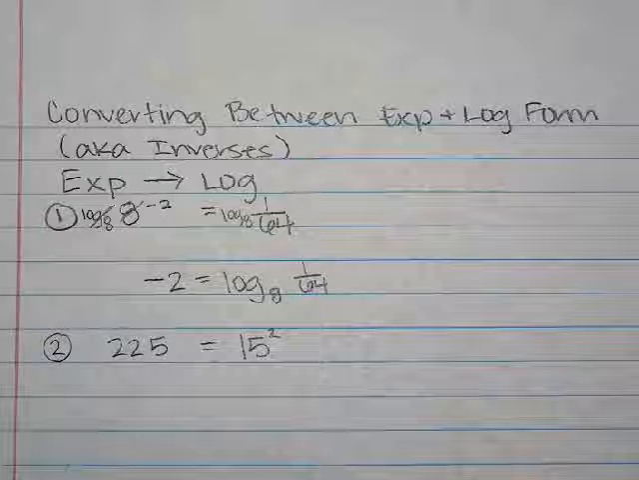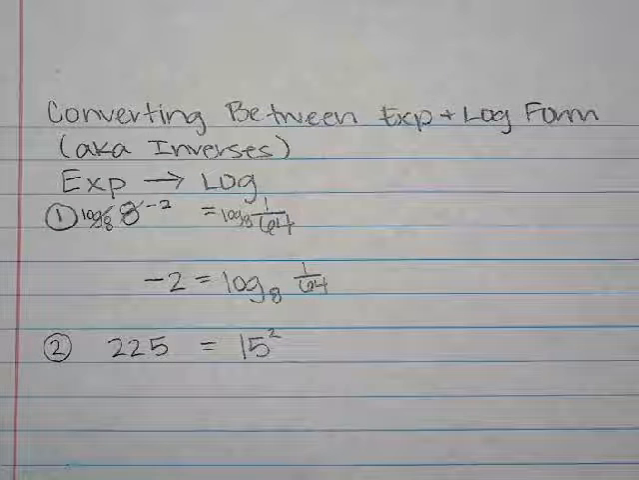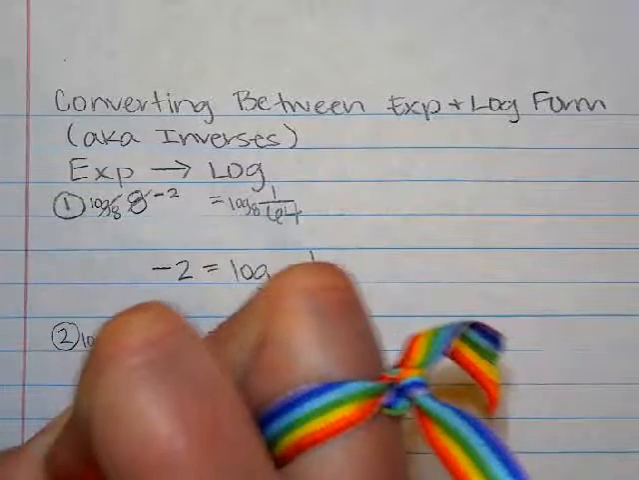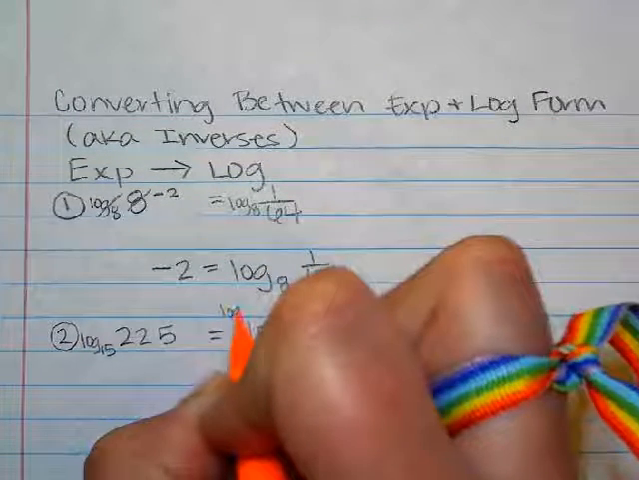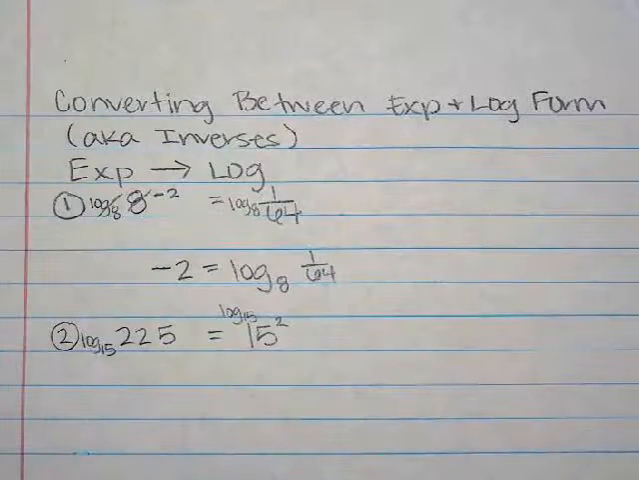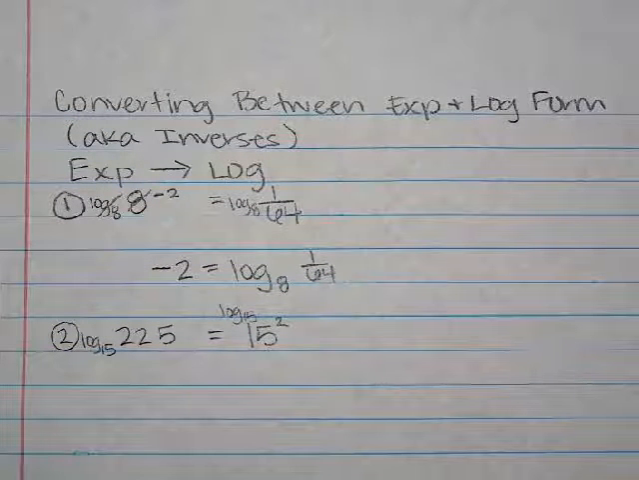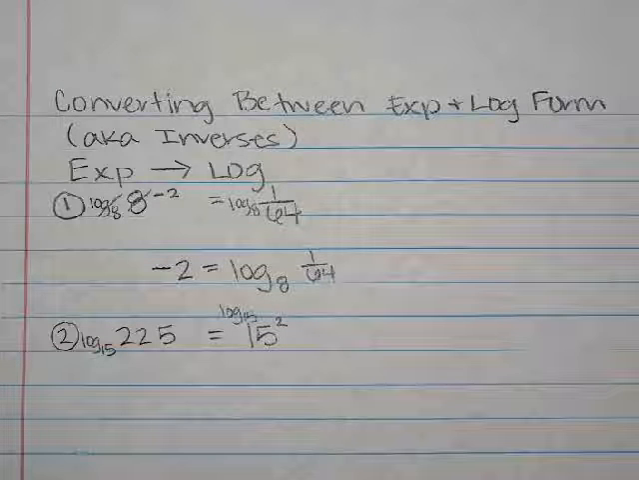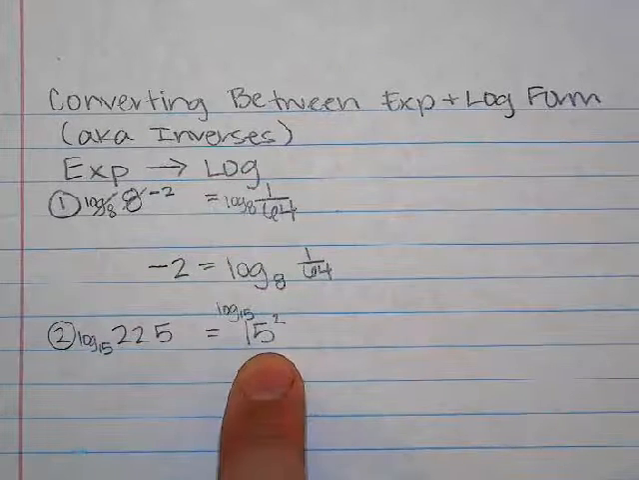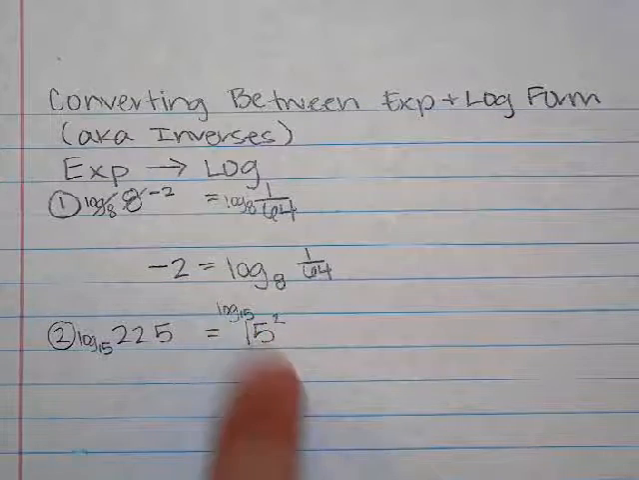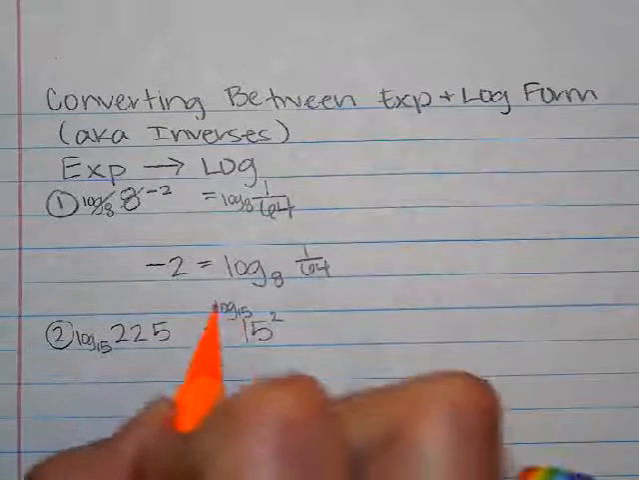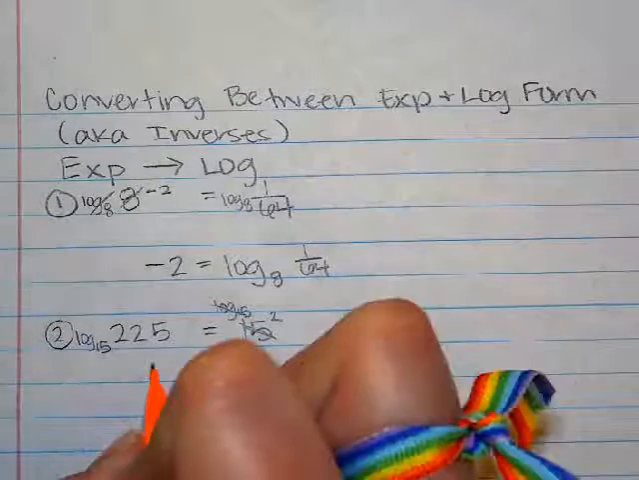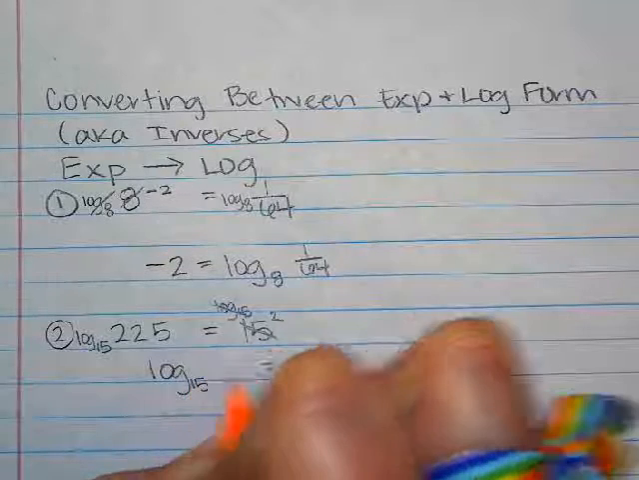Log base 15. So I'm going to log base 15 each side. Log base 15 the left side, log base 15 the right side. The log base 15 and the base of 15 are inverses. Those are the opposites, and that's what cancels out. Does that make sense? So log base 15, 15, that's gone. So I get 2 equals log base 15 of 225. Done. That's all you have to do.